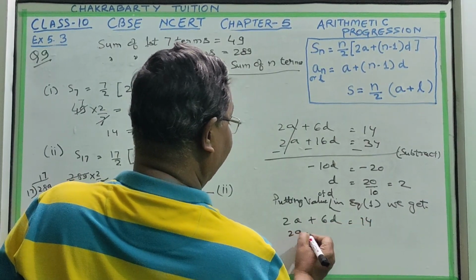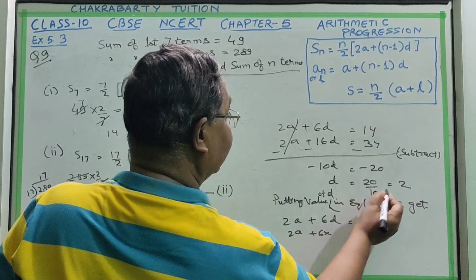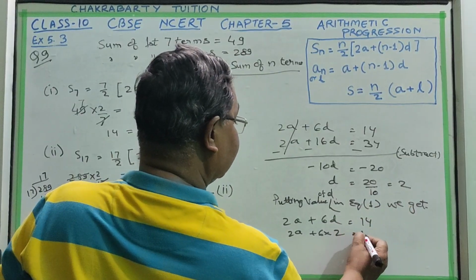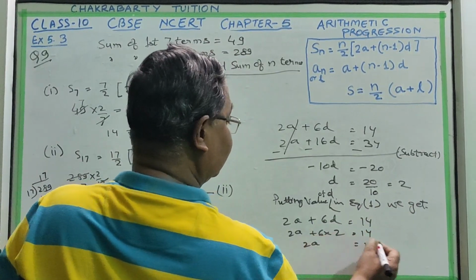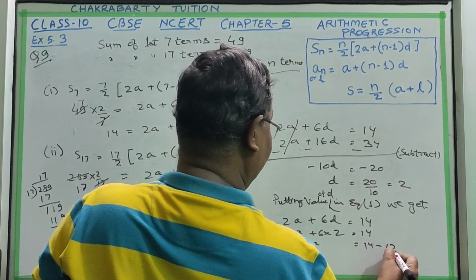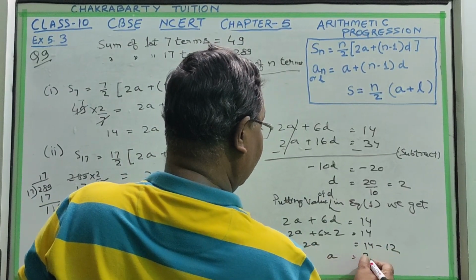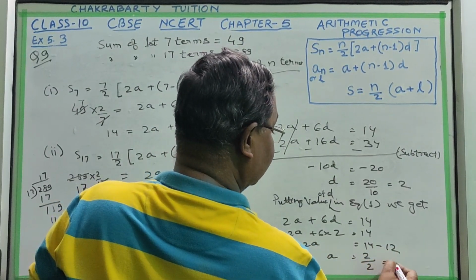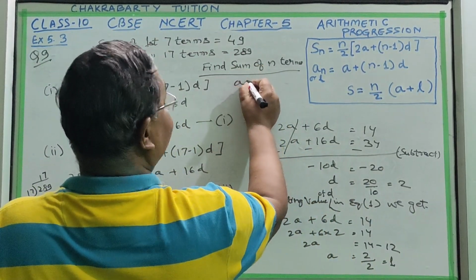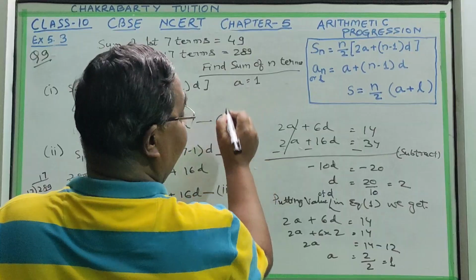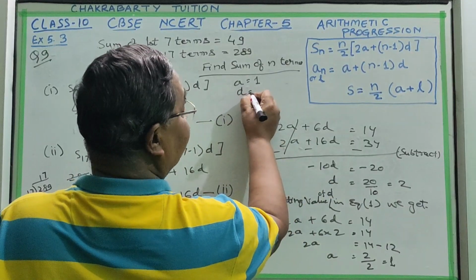So 2a plus 6 into d, in place of d we can write 2, is equal to 14. So 2a is equal to 14 minus 12. This plus will go to this side and become minus. So 2a is equal to 2, so a is equal to 1. So we have found a is equal to 1 and d is equal to 2.